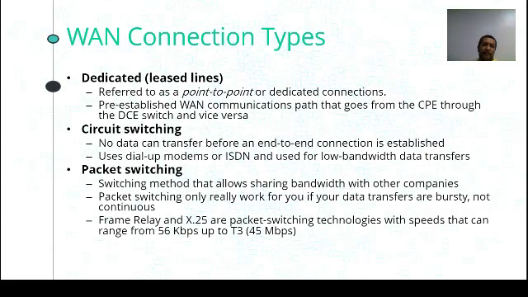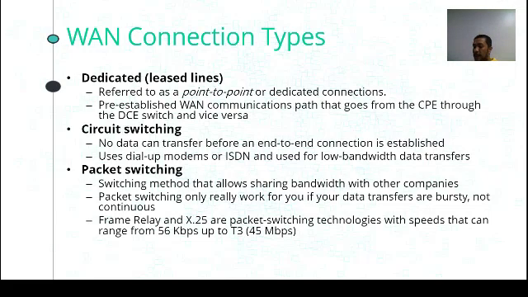We also have what we call packet switch. Pwede kang mag-share ng bandwidth with other companies. Yung packet switching natin would only work kung medyo bursty at hindi consistent or continuous yung pag-transfer natin ng information. Some of the examples that we have for packet switch network would be frame relay and X.25. Basically, it can go from 56 kilobits hanggang T3 or to about 45 megabits per second.